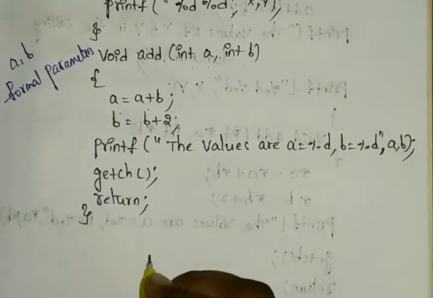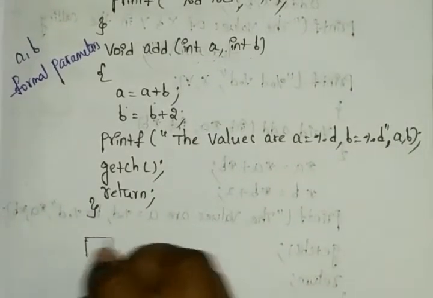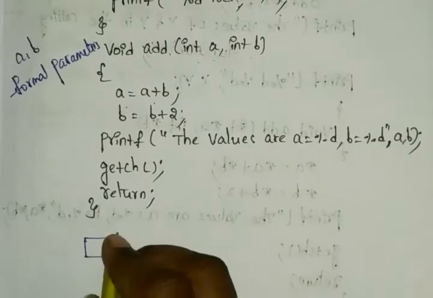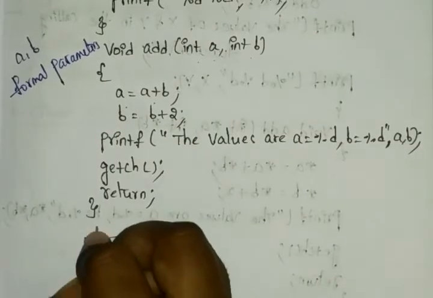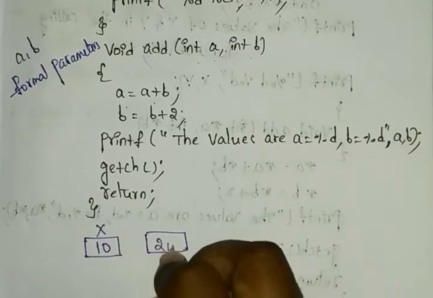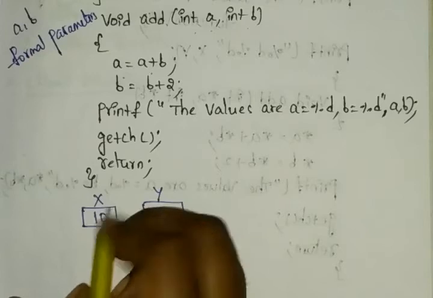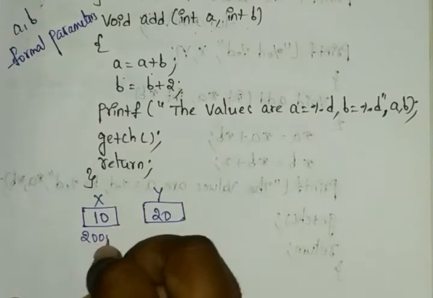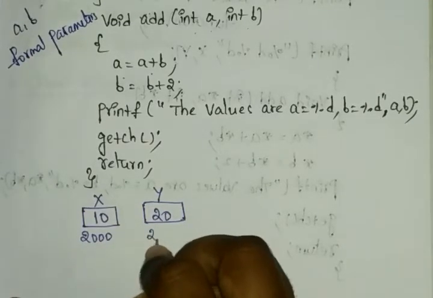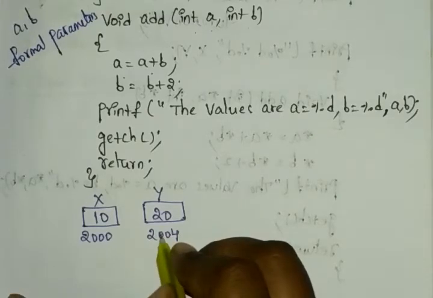First, here we have x and y values. You can see the x value is 10 and the y value is 20. Here I am taking some addresses for these: I am choosing 2000 as the address for x and 2004 as the address for y.